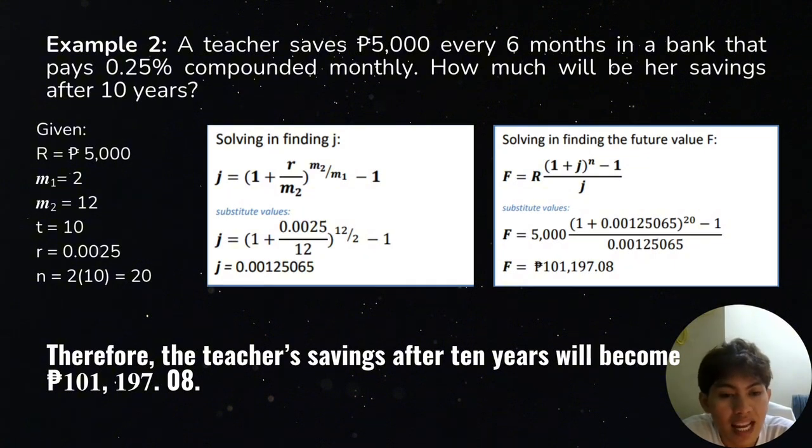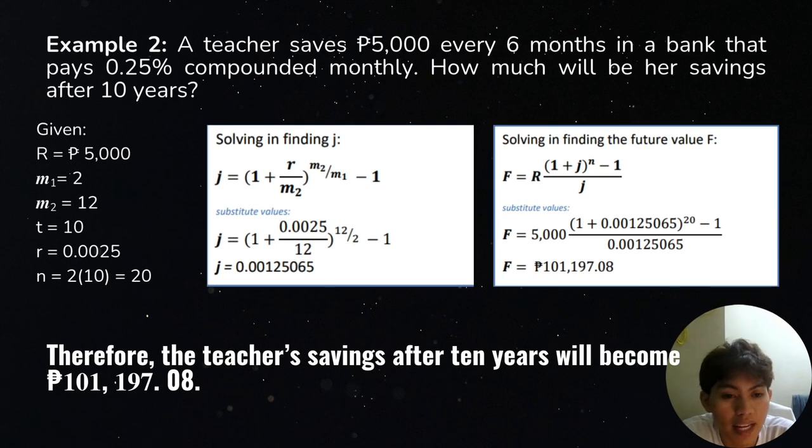0.0025. And lastly, our N is the number of payments the teacher should pay in 10 years, since the teacher will deposit, or will save 5,000 pesos twice a year. So after 10 years, she will have 20 payments. So therefore, our N is equal to 20.